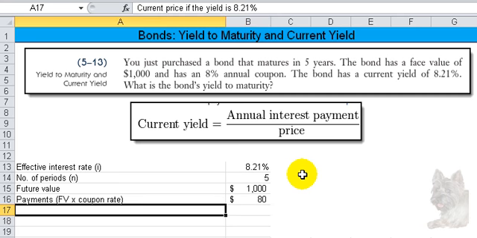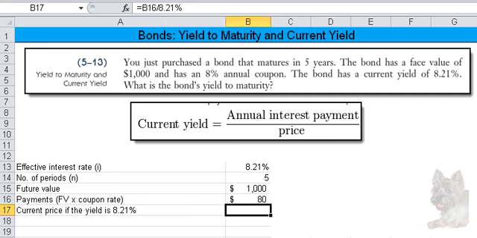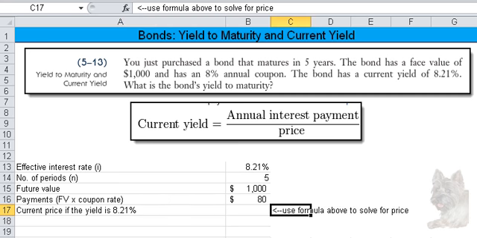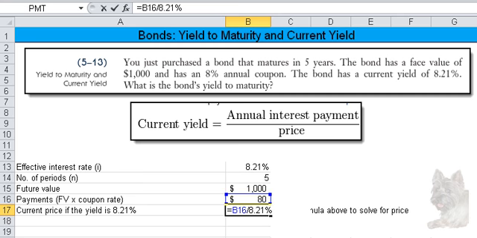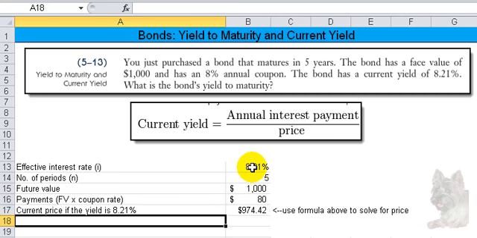Okay, so then what I want to do is indicate that the current price, if the yield is 8.21%, we would have to calculate that by using the formula above, and we're solving for price. The way we would do that, through basic algebra, is take the cell B16 and divide it by the 8.21%. Actually, I ought to reference that cell there. That's probably a better way. So take B16 divided by B13, and you come up with a current price of $974.42.